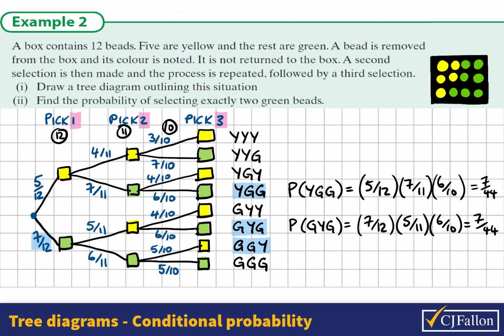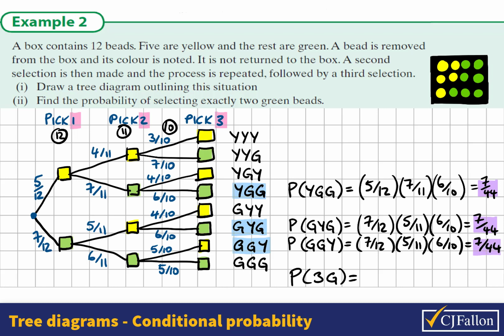And the last one, green, green, yellow, is 7/12, 6/11 by 5/10. So for green, green, yellow, we just look back along the branches to see each time. Again, we might notice that this multiplies to 7/44. It has the same numerators and the same denominators. So the probability of getting exactly 2 green would be the sum of these. So we have 3 lots of 7/44, which is 21/44. So that's the solution.